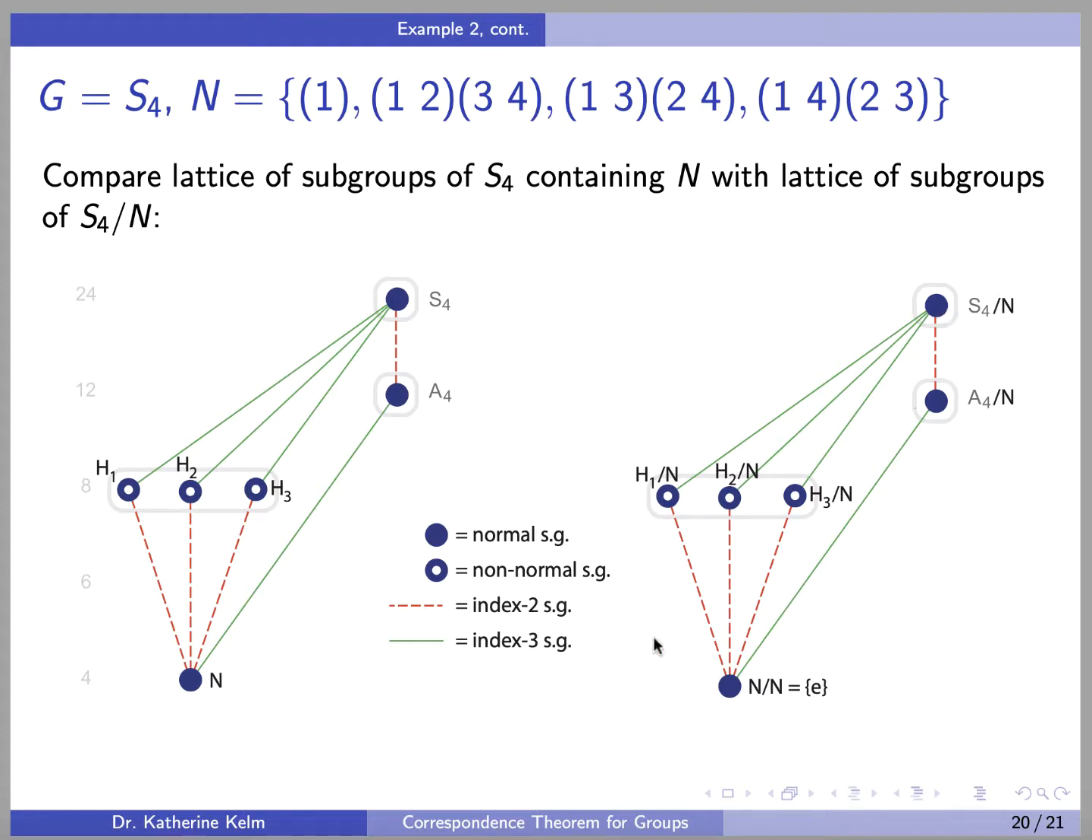The indices also match up. The red dashed lines represent an index 2 subgroup, and the green solid lines represent an index 3 subgroup. And it's the same in both lattices.